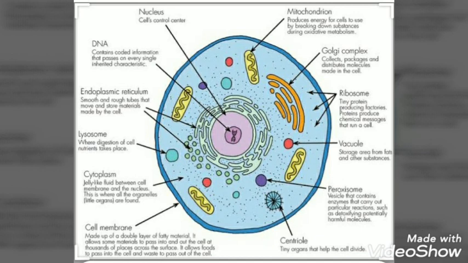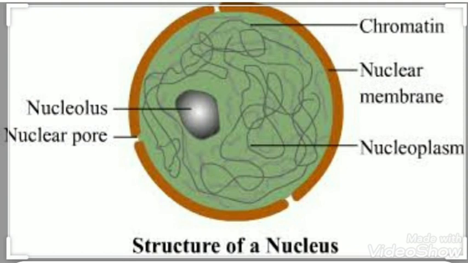Now the main contents of the cell are the nucleus, the cytoplasm, the cell organelles and the inclusions. We will be studying about the nucleus and the cytoplasm today. So let's start with the nucleus. Now nucleus is a prominent spherical or oval structure in a cell and it was discovered by Robert Brown in 1831. Now what is the nucleus made up of?